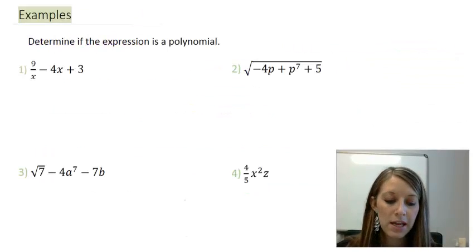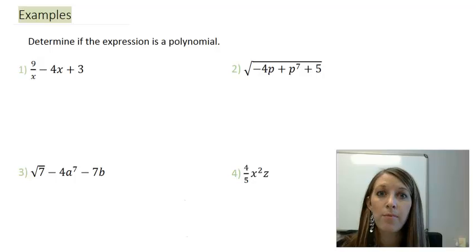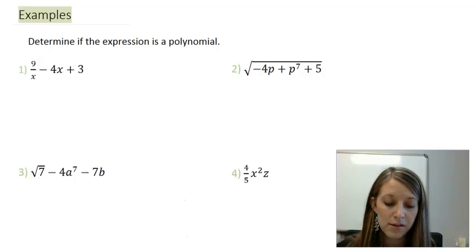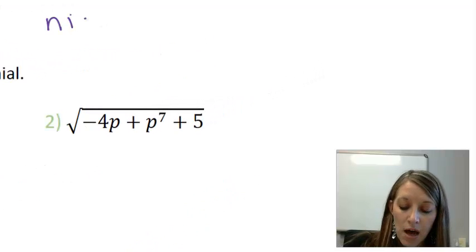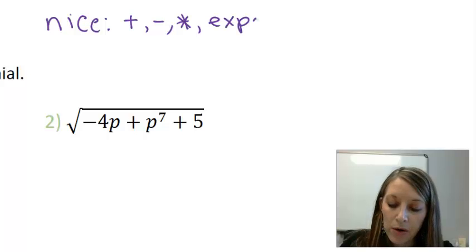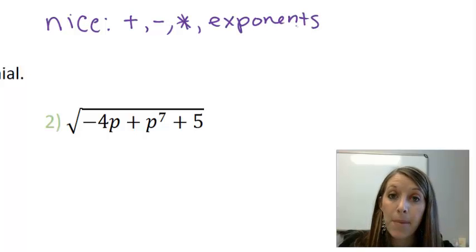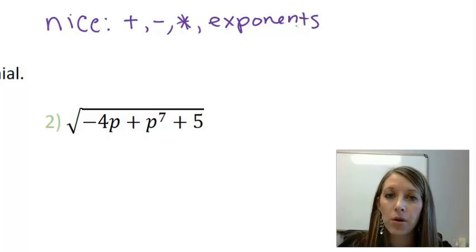I have 4 examples here, and in these examples we're trying to identify which of these 4 are a polynomial and which are not. So think back to my definition. All of these are a sentence or string-like structure. It's one long mathematical expression, but we want to refer back to our operations. Our nice operations consist of addition, subtraction, multiplication, or exponents or powers. Just note that the exponents will be positive for it to be a polynomial.